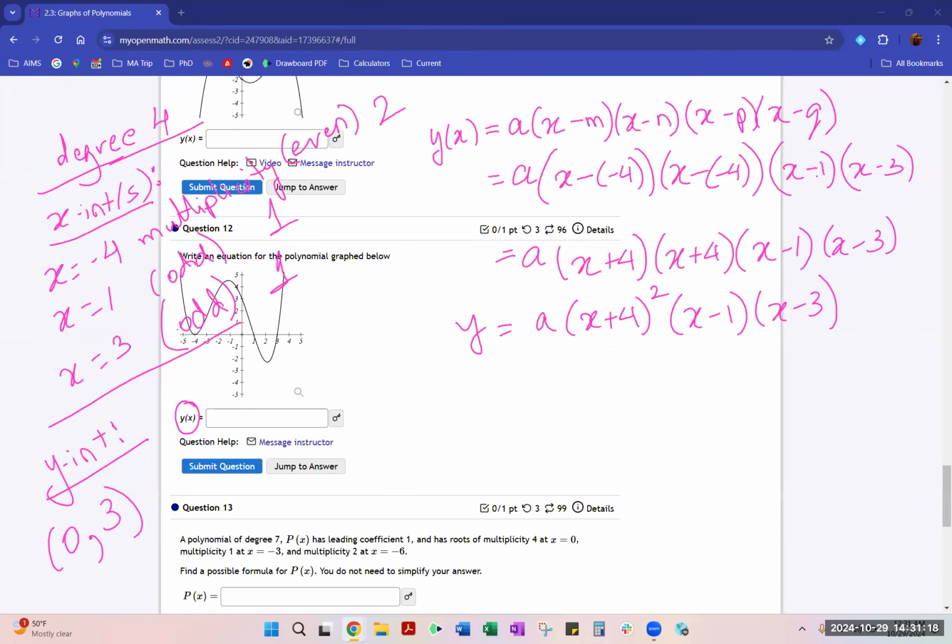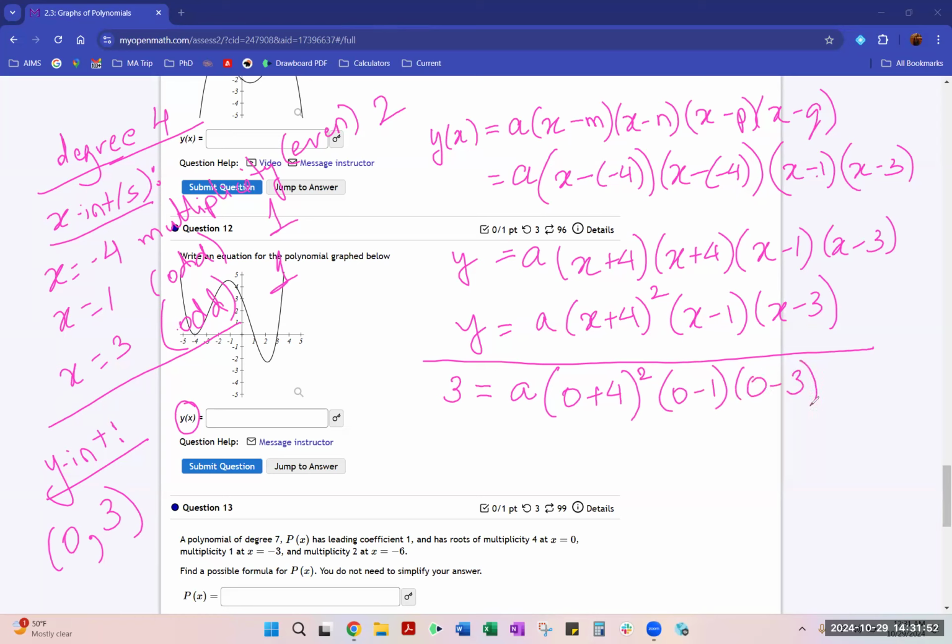Okay, so how do we do that? Once you have this generic form of your equation, you can go ahead and then plug in 3 for the y value and 0 for the x value in the equation and find out what the answer is going to be. So again, y value is 3. We're finding the a value. X is going to be 0, so that's 0 plus 4. That factor raised to the second power, 0 minus 1, 0 minus 3.